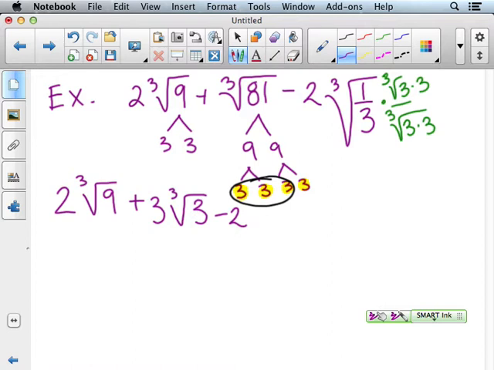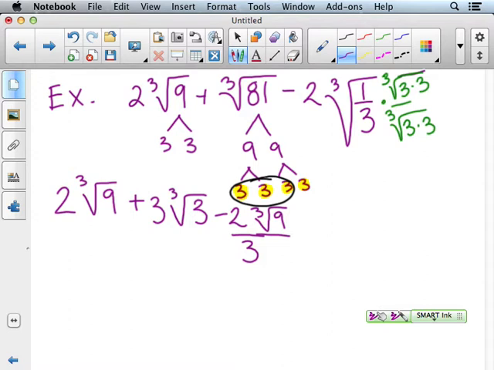Times cube root 3, or is that another 3 on top? Cube root 3 times 3. Oh, so then it's cube root 9. Cube root 9. Okay, so cube root of 9 over 3. Good. All over 3. Okay, so now here's our problem.